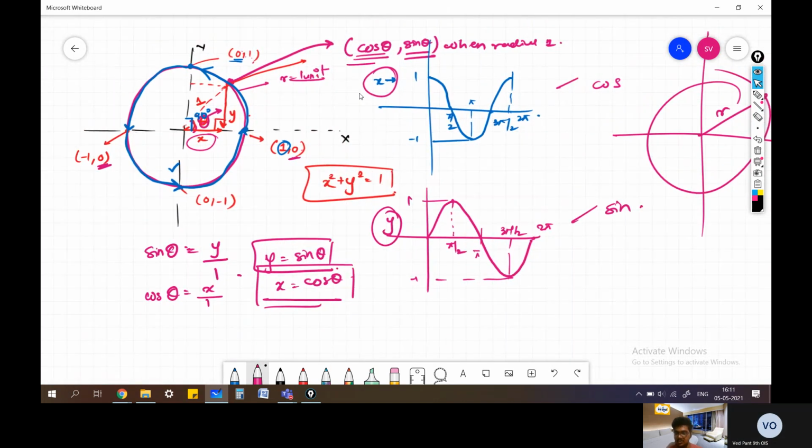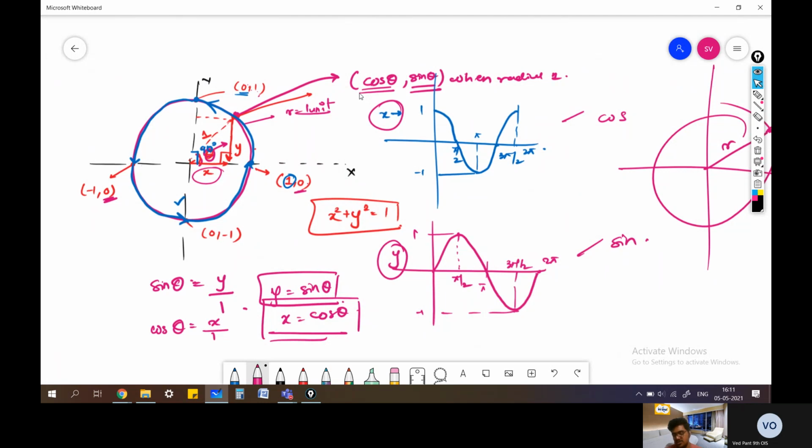What you can do is copy this for the time being. They won't ask you, I know this, but this is something that you should know: how sine and cos are derived, how they came from the origin. They are nothing but the coordinates in terms of the theta angle. You understood? Copy this.